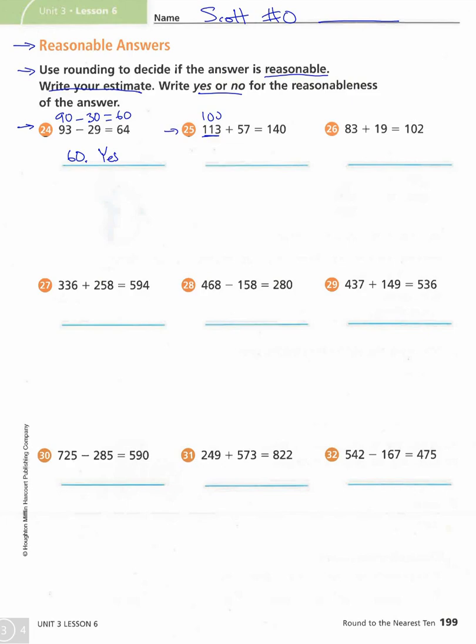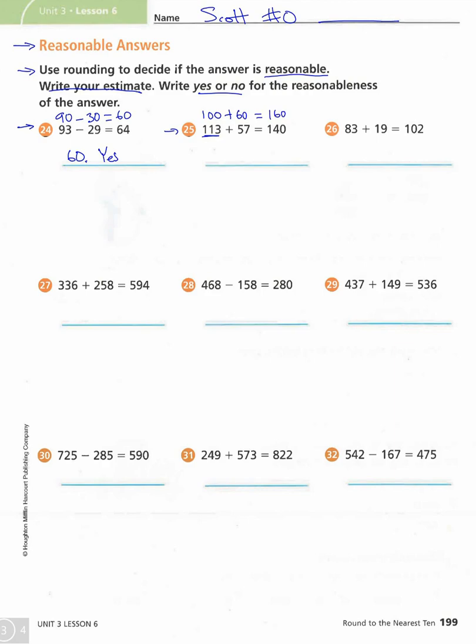All right, so same thing. We already did this. We rounded. Oh, I don't like that. I'm going to redo that. So we're going to take 113, and we're going to round to 100. And then we're going to add, well, what does 57 round to? It rounds to 60. So 100 plus 60 equals 160.